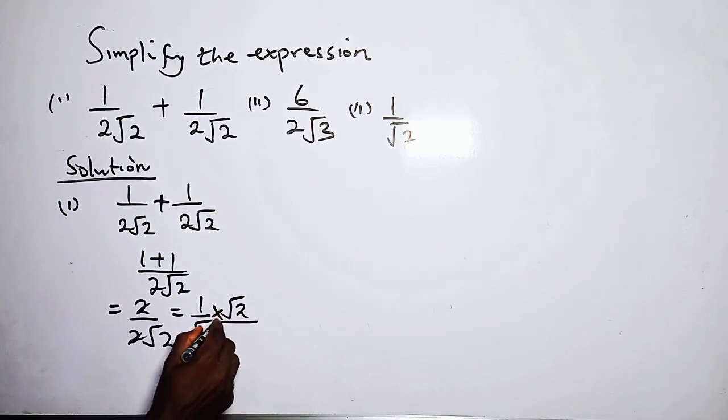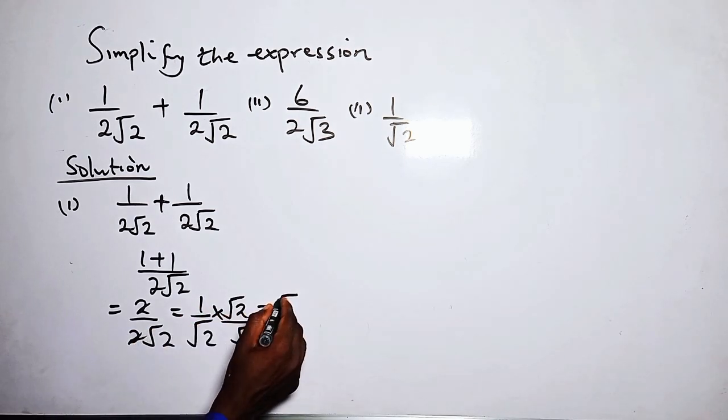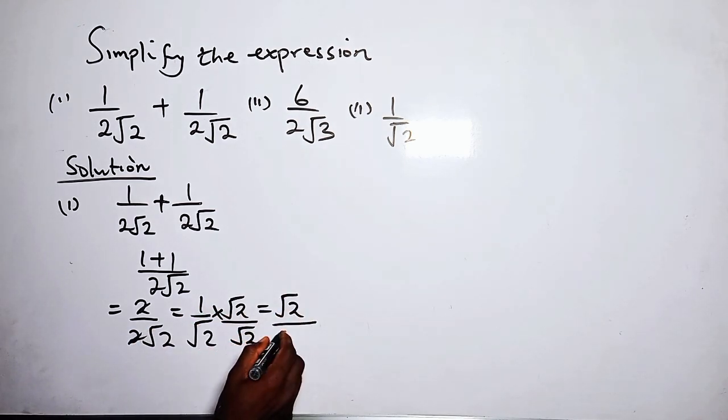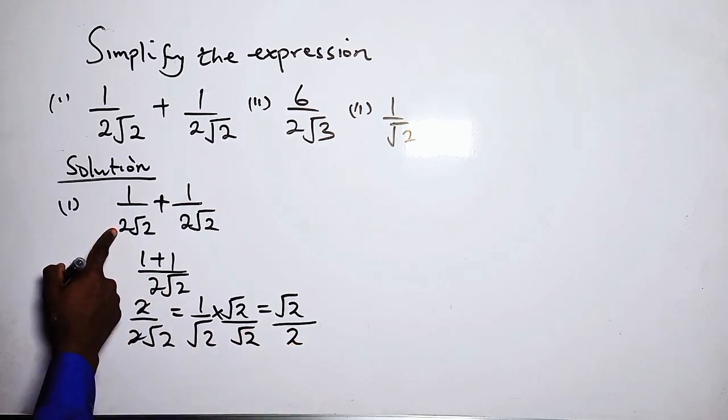So we have root 2 over root 2. So what do we do from here? We multiply. 1 times root 2 is root 2 over, so multiplying the same roots, we pick out 1. So we have root 2 over 2 as a result of this.